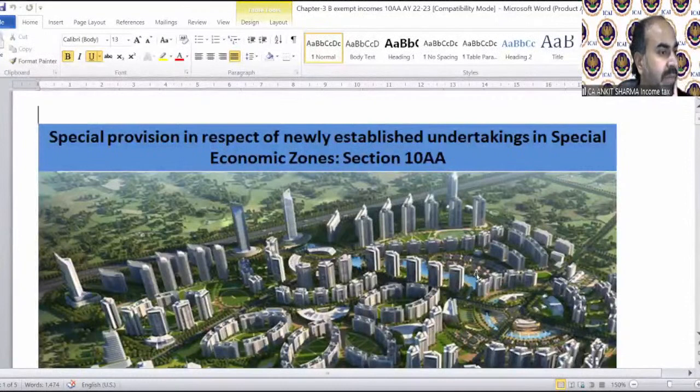So, for example, the limit will change accordingly if age is 62. Correct, Kanishk, you are correct. If age is 62, then we will take 3 lakh rupees in step number 2. If it's more than 80, then you will take 5 lakh in step number 2. Very correct.